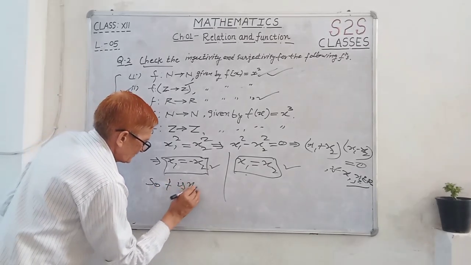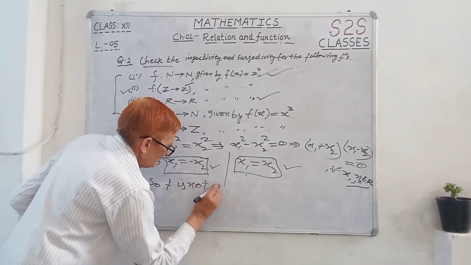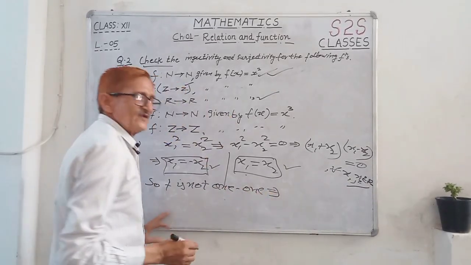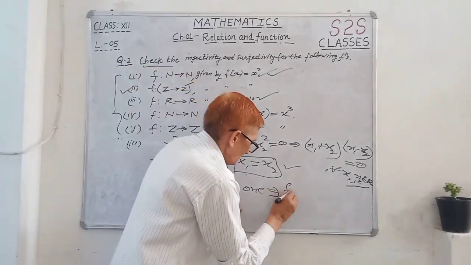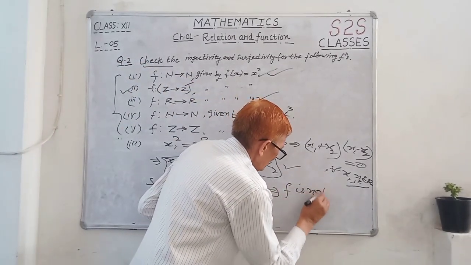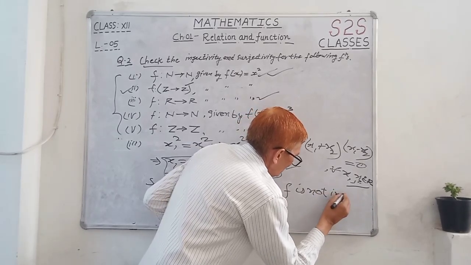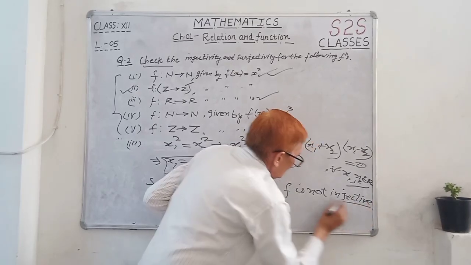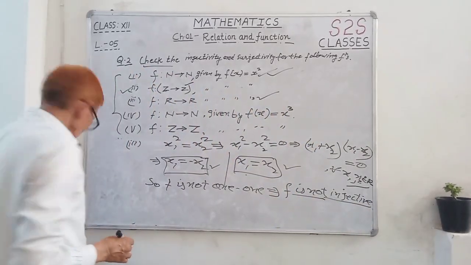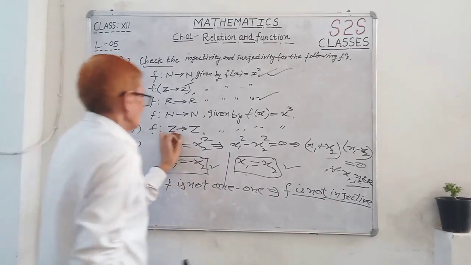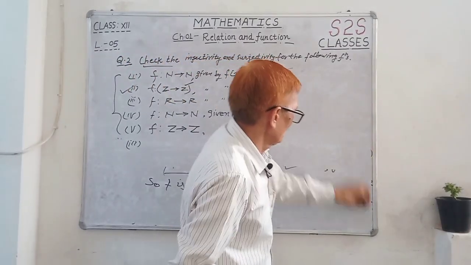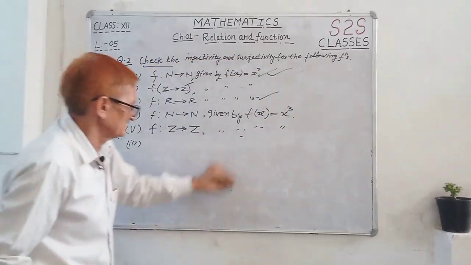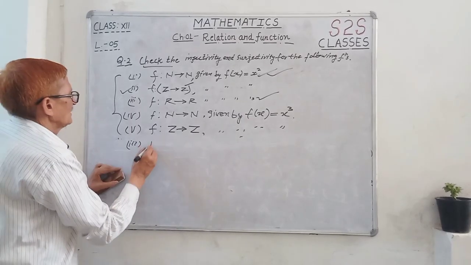So f is not one-one. This implies f is not injective. F is not injective. Now for onto, for the surjectivity, what we have to check, what we have to give the solution, that is the range. We have to find the range.